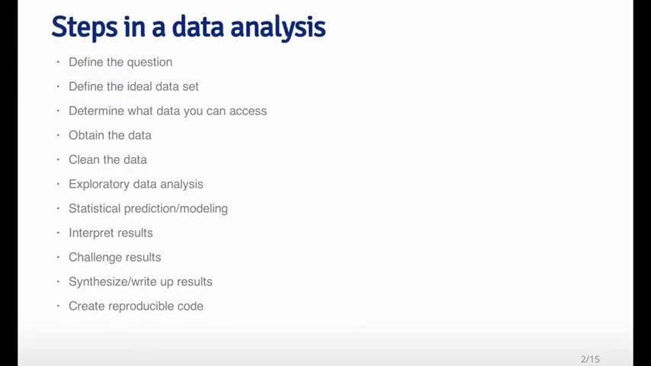So if one were to write down the steps in a data analysis, you might come up with something along these lines, a list just like this one. There may be little things you might want to add or delete. Most data analyses have some subset of these steps. And what we're going to talk about in this lecture, which is part one, is defining the question that you're interested in, defining the ideal data set, determining what data you actually can access, obtaining the data, and cleaning the data. And then in part two of this lecture, we'll talk about the remaining topics here.